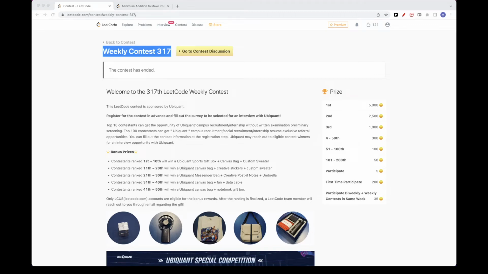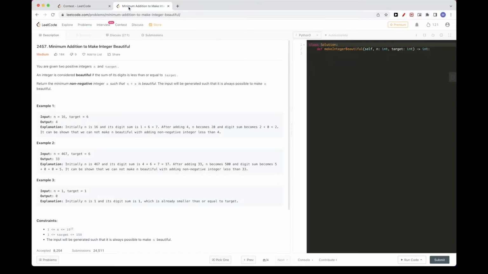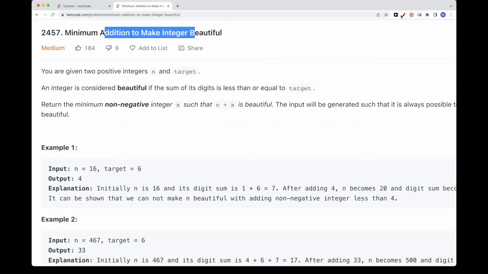Hello, so continuing on problems from this weekly contest 317, a third problem, which is the minimum addition to make integer beautiful. So what this problem says is we get two numbers, n and target, both are positive, and what we consider a number to be beautiful is if the sum of its digits is smaller or equal to target.